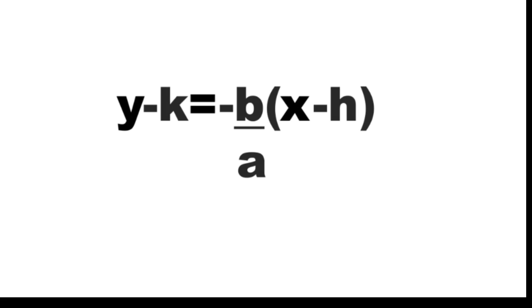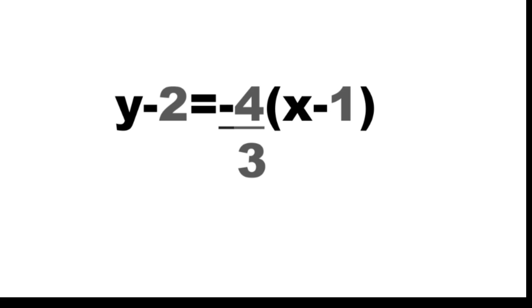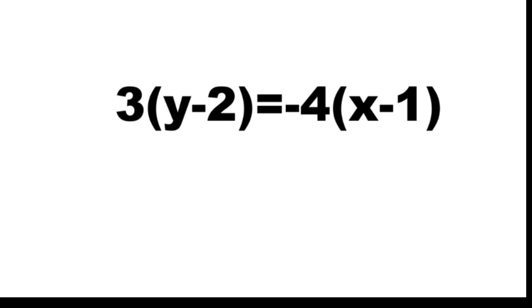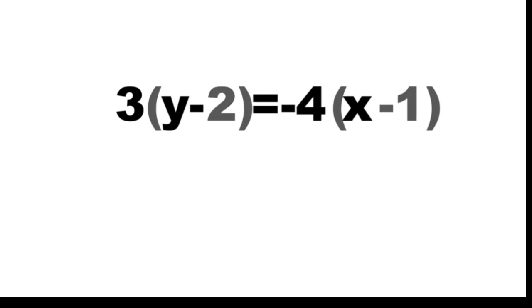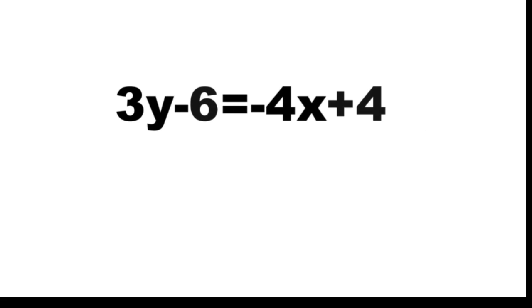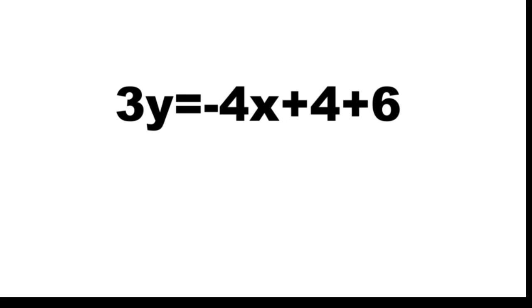The second asymptote has the equation y minus k equals negative b over a times quantity x minus h. So substitute the values. So y minus 2 equals negative 4 over 3 times quantity x minus 1. Transpose 3 to the left by multiplying it to y minus 2. Distribute 3 and negative 4, so 3y minus 6 equals negative 4x plus 4. Transpose 6 to the right, so 3y equals negative 4x plus 4 plus 6, so 3y equals negative 4x plus 10. This is the second asymptote.